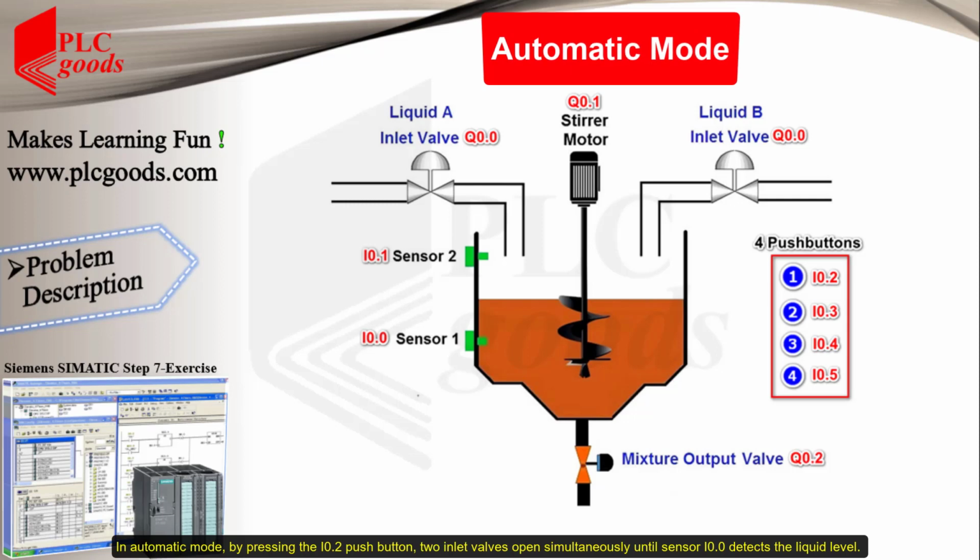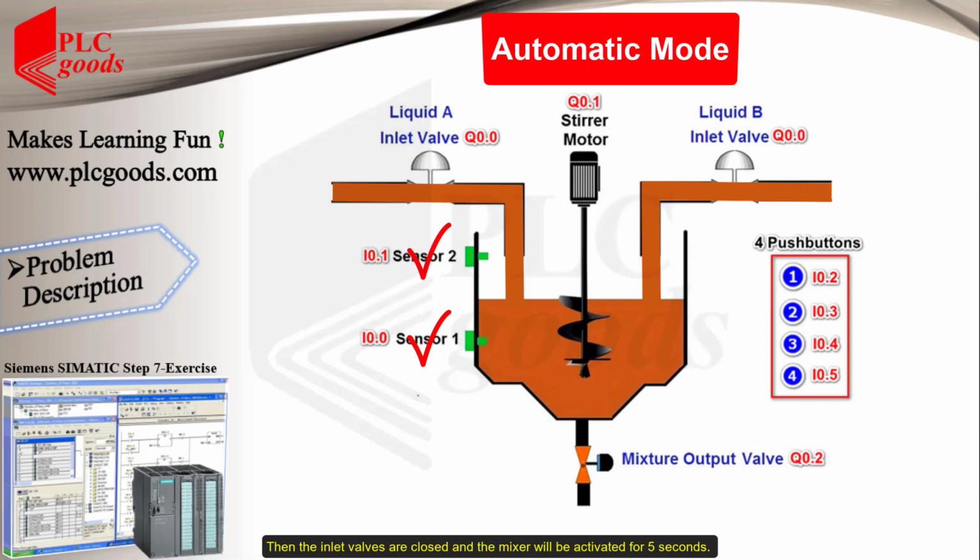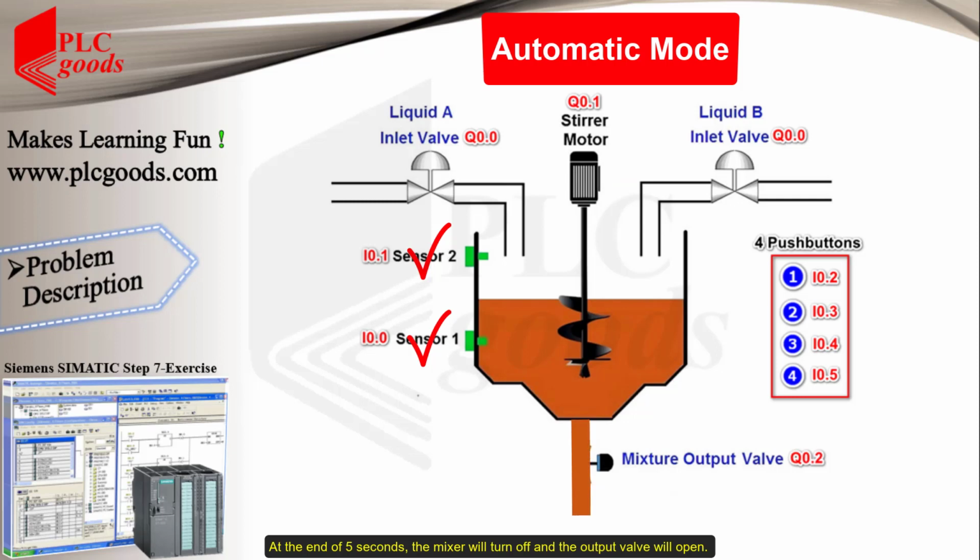In automatic mode, by pressing the I0.2 push button, two inlet valves open simultaneously until sensor I0.0 detects the liquid level. Then the inlet valves are closed and the mixer will be activated for 5 seconds. At the end of 5 seconds, the mixer will turn off and the outlet valve will open.